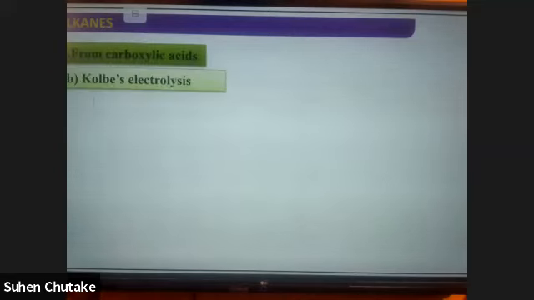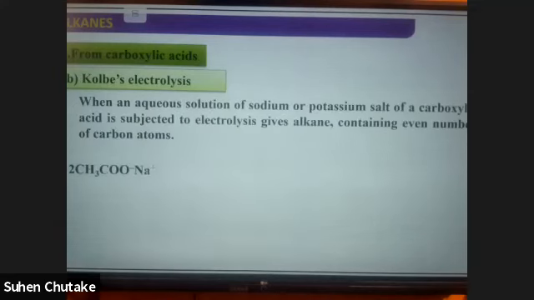Now, next is preparation from carboxylic acid by Kolbe electrolysis. Okay, come on, write this down. This is called Kolbe electrolysis. Yes, even those who joined late, all of you write down. We have not done this in school, so please write down this Kolbe electrolysis.